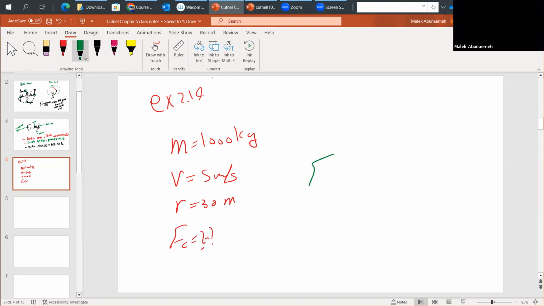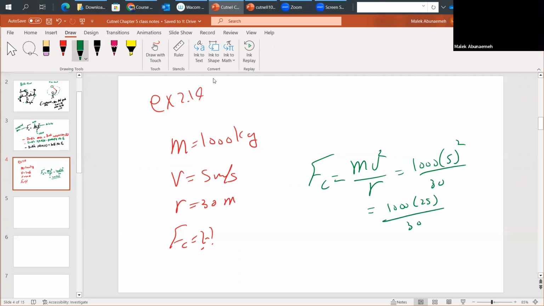So we got our knowns. We know what we're looking for. You write down the equation, which is mv squared over r. We're solving for centripetal force FC. Go ahead and do all of these. So this is going to equal 1,000 times 5 squared divided by 30, which is 1,000 times 25 divided by 30.